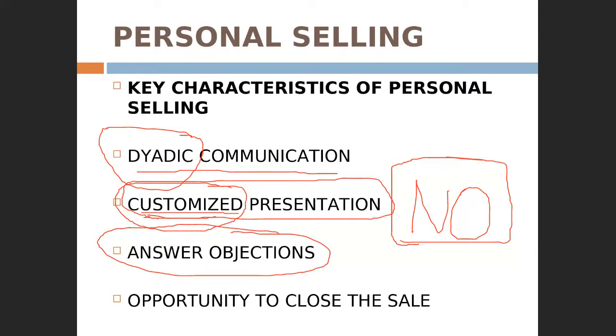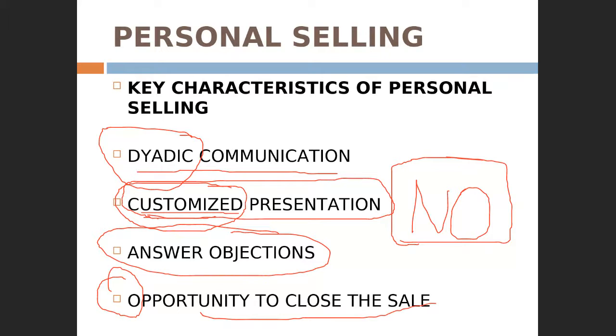And finally, this is a biggie. You have the opportunity to close the sale. In advertising, I hear you, I get interested in you, I'm excited about you, for example. But personal selling is where you can actually close the sale. You will get me to sign on the dotted line.